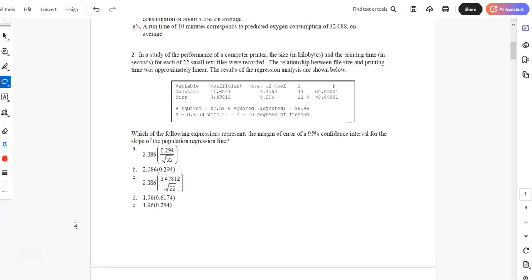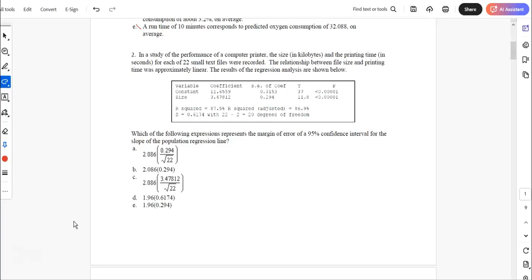In a study of the performance of a computer printer, the size in kilobytes and the printing time in seconds for each of 22 small text files were recorded. The relationship between the file size and the printing time was approximately linear. I guess that makes sense. The results of the regression analysis are shown below. Which of the following represents the margin of error?